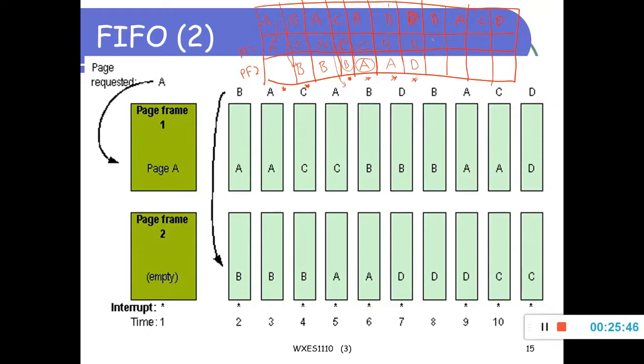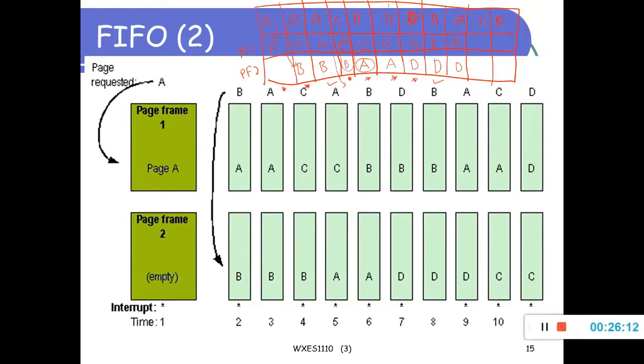Second one, B is already in the memory, so it will not increase. It will not cause a page fault. This one is okay, this one is okay, and this one also is okay. Now A has to enter. Compare which one it has to remove. Which one entered first, B or D? You can see B entered first, so you have to remove B. You put A, and D remains.